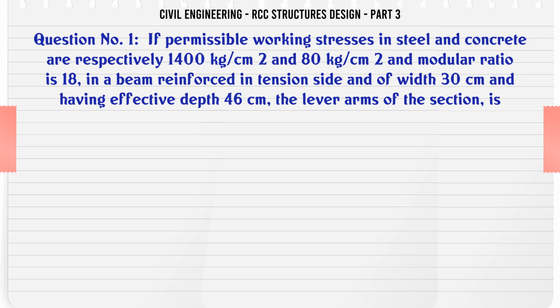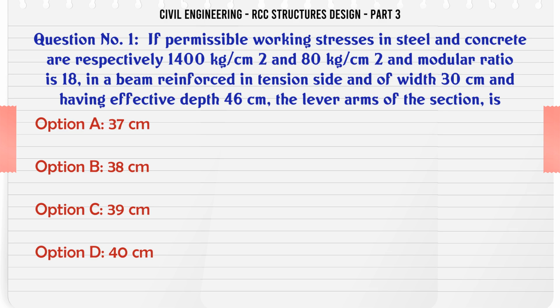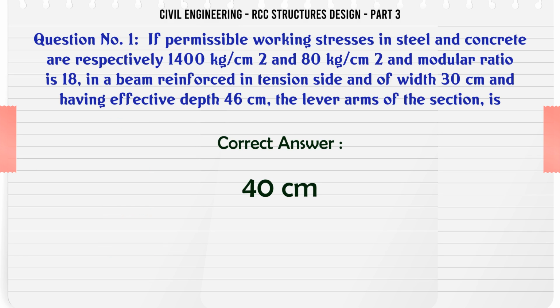If permissible working stresses in steel and concrete are respectively 1,000 and 400 kg/cm² and 80 kg/cm², and modular ratio is 18, in a beam reinforced on the tension side and of width 30 cm and having effective depth 46 cm, the lever arm of the section is: A, 37 cm; B, 38 cm; C, 39 cm; D, 40 cm. The correct answer is 40 cm.